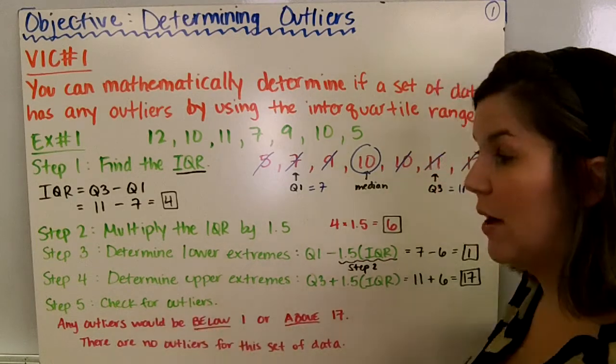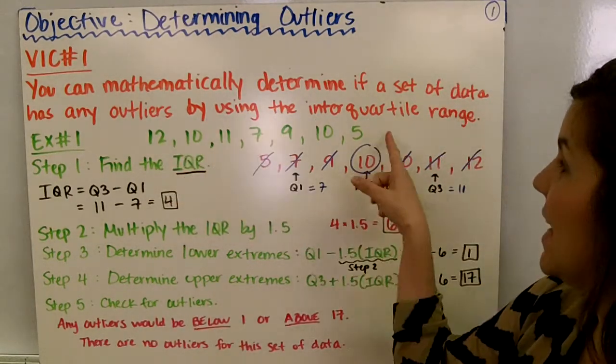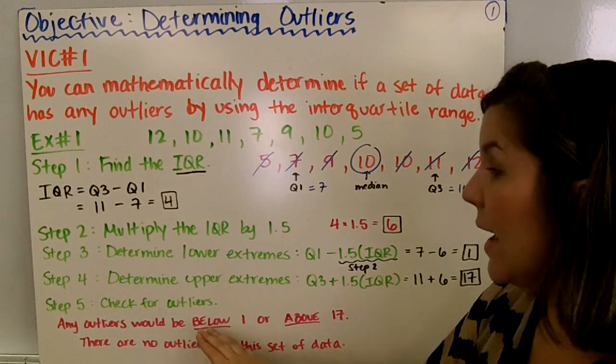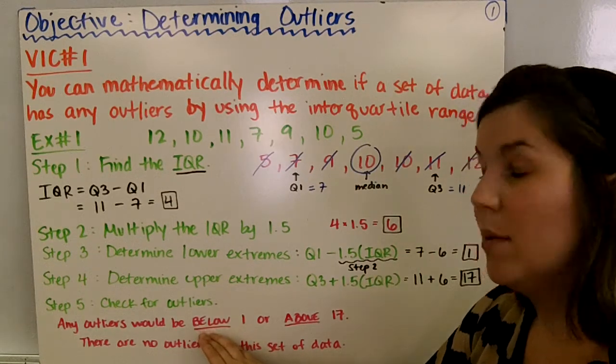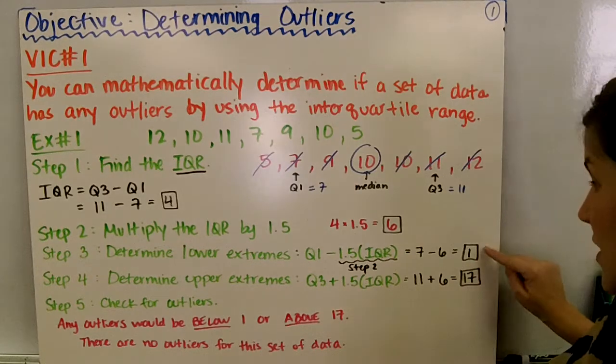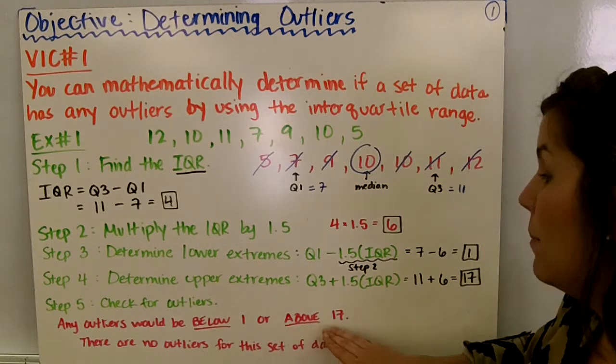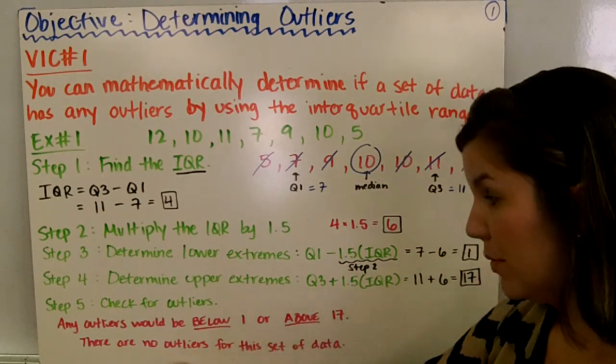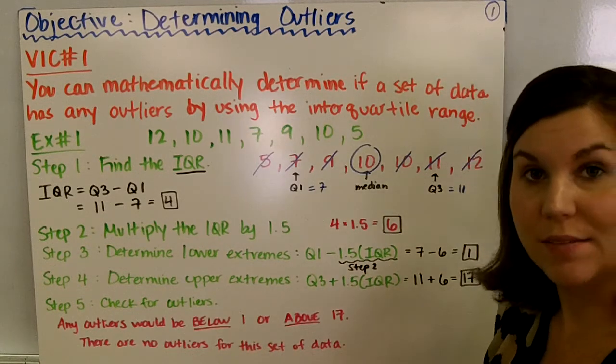Step 5, check for outliers. So I'm looking at my data set, and you can look at it in numerical order or not, either one. And any outliers would be numbers that are below 1, there's my lower extreme, or above 17. And I'm looking at this data set and I don't see any. So there are no outliers for this set of data.